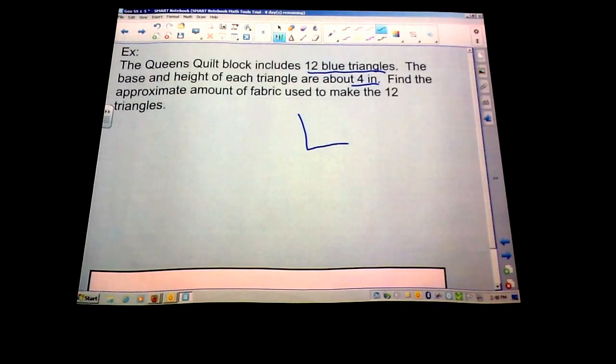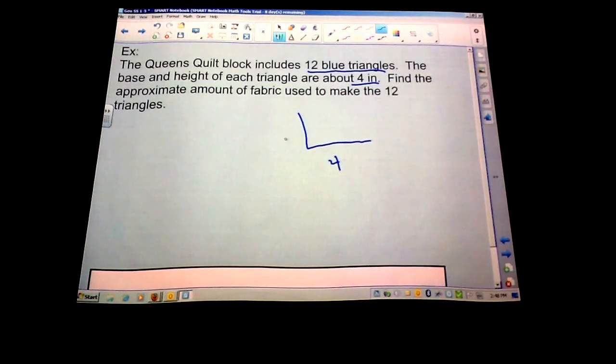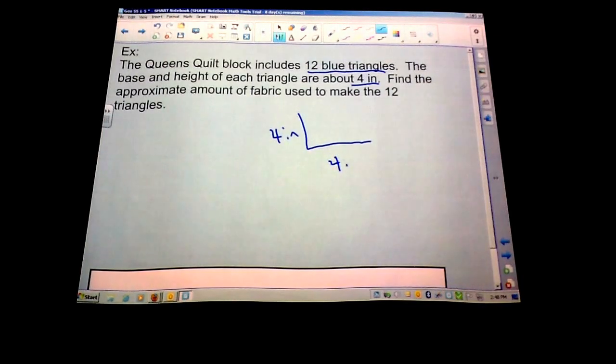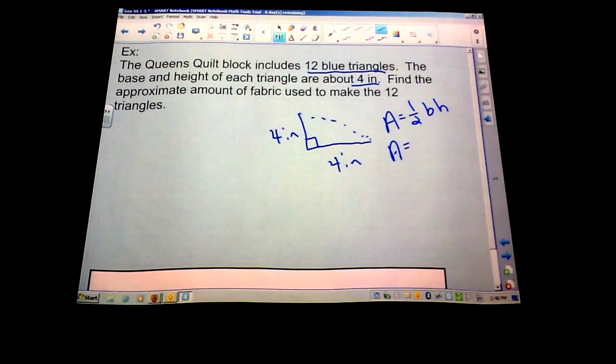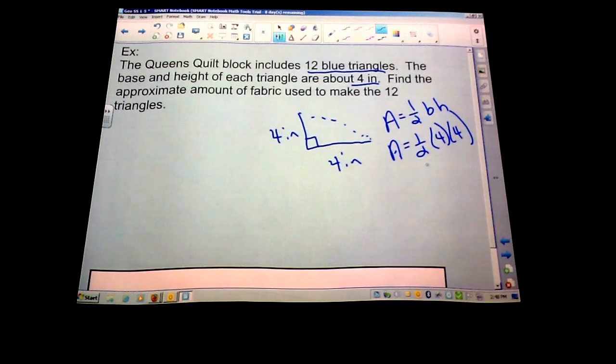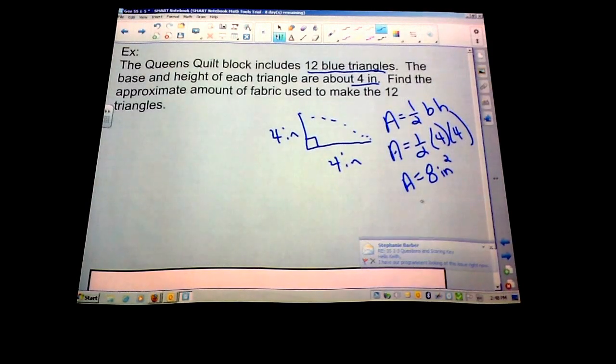So if I've got a triangle that's got 4 for the base and 4 for the height, well, my area formula is 1/2 base times height. So I'm going to have 1/2 times 4 times 4. So half of 4 is 2. 2 times 4 is 8. So each one of these looks to be about 8 inches squared.